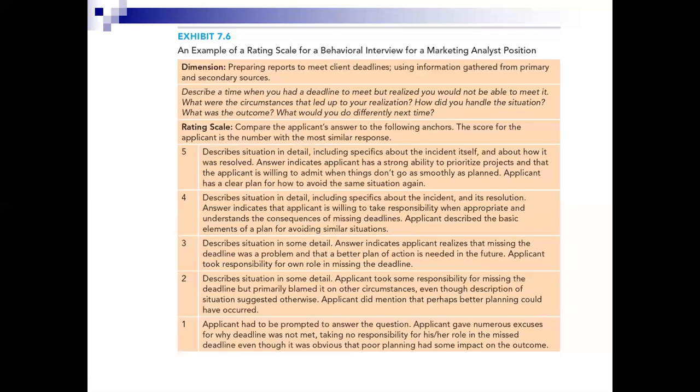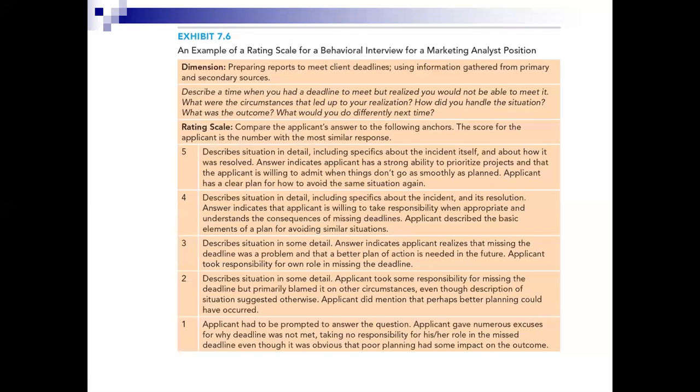In a poor answer, the applicant had to be prompted to answer the question. They gave numerous excuses for why the deadline was not met. They didn't take responsibility for their own role in missing the deadline, even though it was obvious that they had some role in that process.